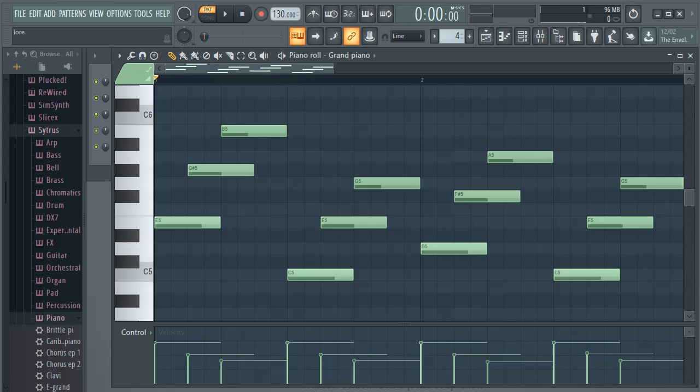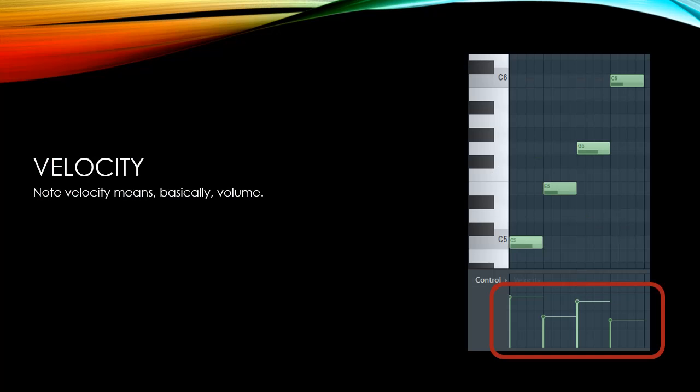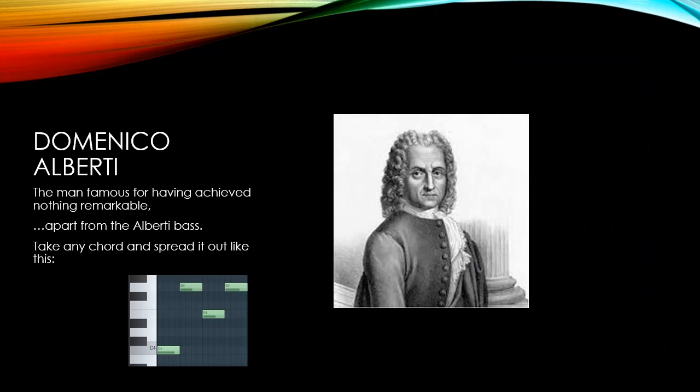Let's have a look at Mr. Domenico Alberti, who enters the stage to the right. This gentleman was famous for having achieved nothing remarkable. Well, I'm sure there were plenty of remarkable things apart from Alberti bass. This is something that's named after him, and it will remain so forever because Mozart was very fond of this arrangement. So first you keep the root, then the sound that was the highest in the chord, then the middle one, and the highest again.